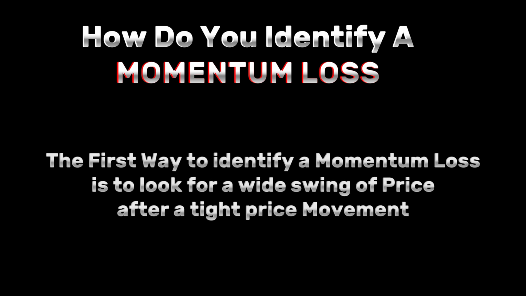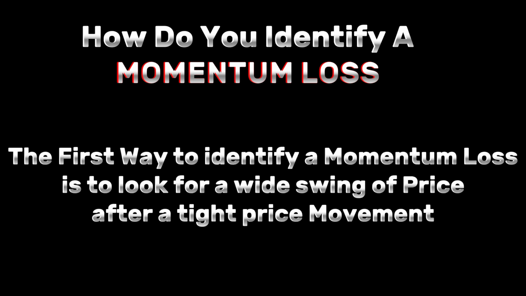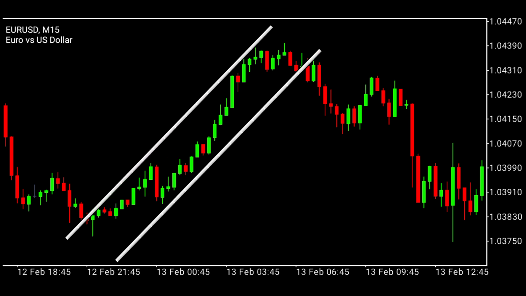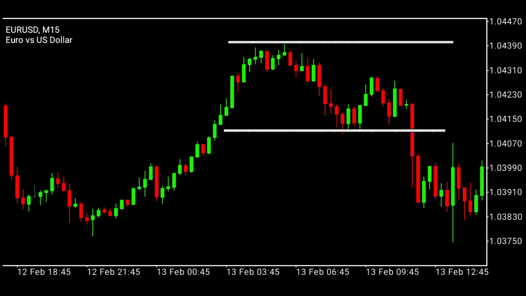The first way to identify momentum loss is to look for wide swings of price after a tight price movement, which means the buyers are in full control. And then we had wide swings occurring, which shows momentum loss and that the buyers are no longer in complete control, and can lead to a possible reversal of price if paired with the trend change price action going in the opposite direction.